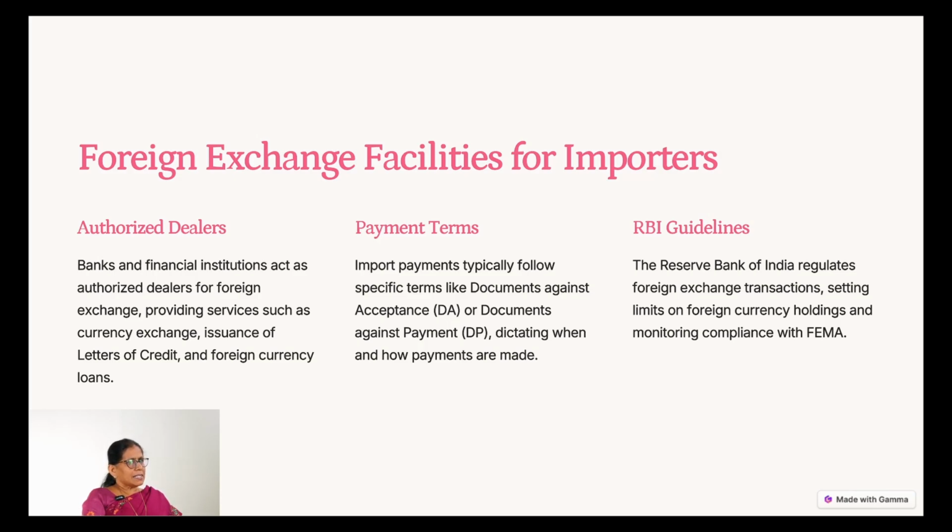For managing currency exchange rate risks, importers may use hedging instruments such as forward contracts and options, allowing them to lock in exchange rates for future transactions. These instruments, facilitated by banks and financial institutions, protect importers from adverse currency fluctuations, helping stabilize costs and maintaining profitability.